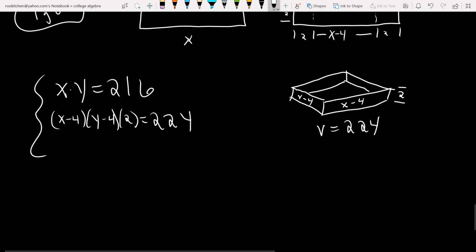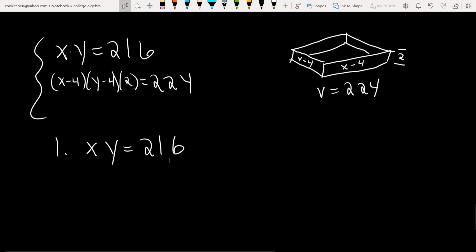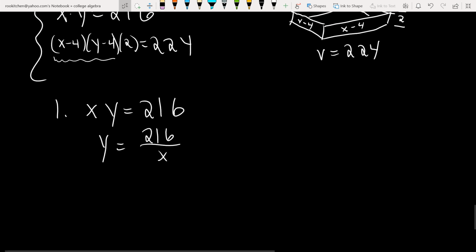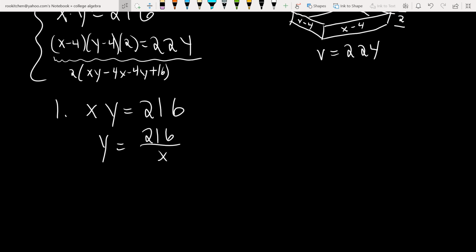Okay, so we have a nonlinear system. Let's go ahead and first solve that first equation for, I guess, x or y. And we know they can't be 0 because the side of a box isn't going to be 0 units. So I'll just solve for y. It's 216 over x. And then I'll dump that into the unused equation. Let me go ahead and clean this up a bit. So this will be 2 times xy minus 4x minus 4y plus 16, and that equals 224. If I distribute, it would be 2xy minus 8x minus 8y plus 32 equals 224.